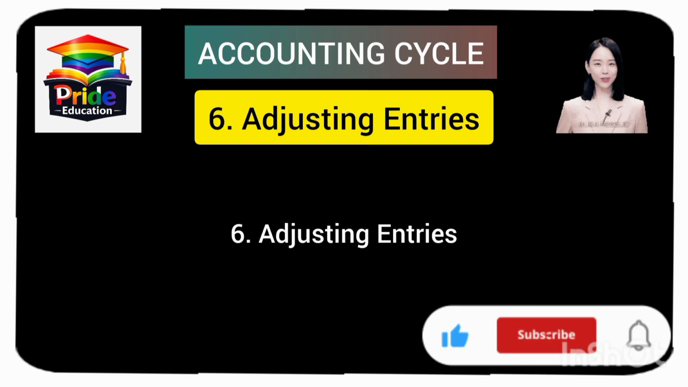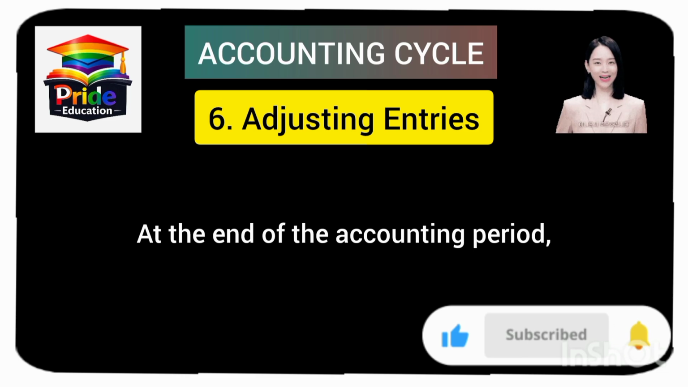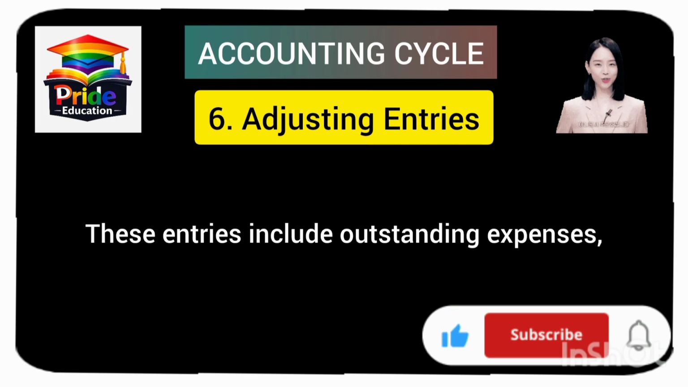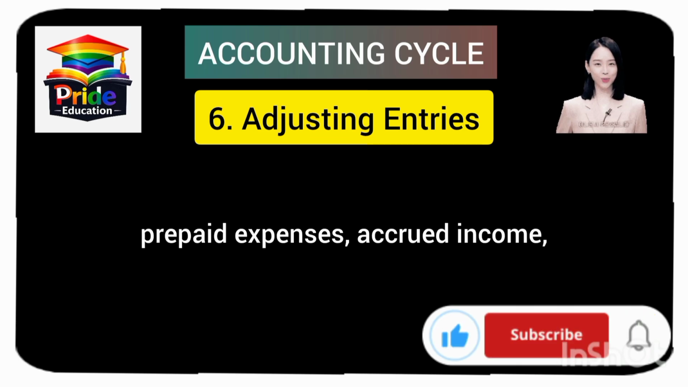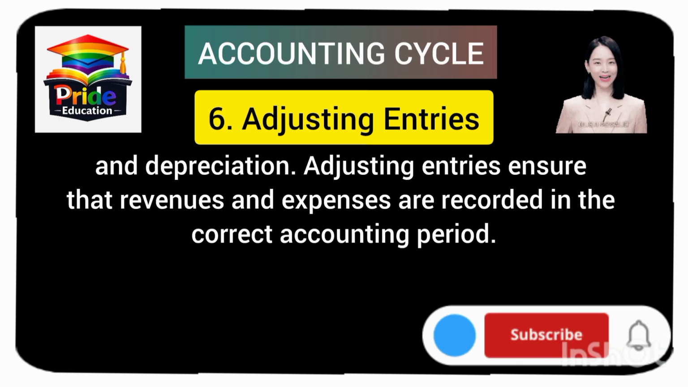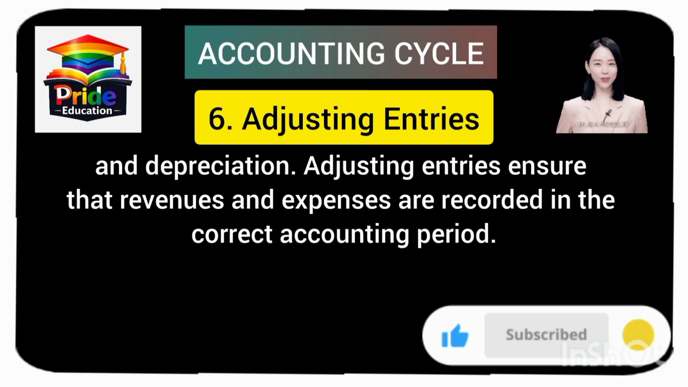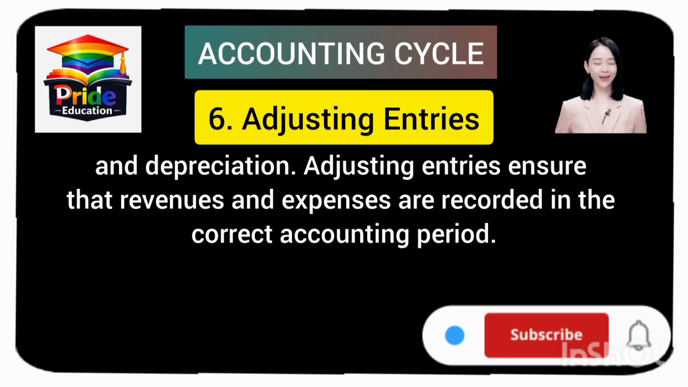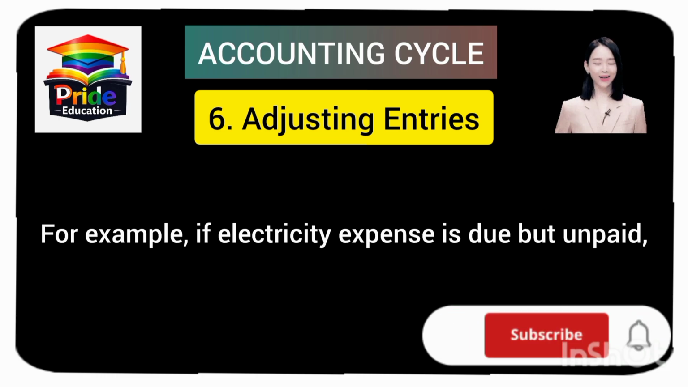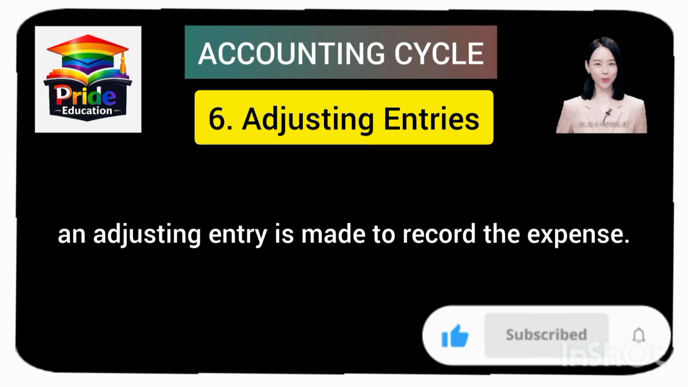6. Adjusting entries. At the end of the accounting period, adjusting entries are made to update accounts according to the accrual concept of accounting. These entries include outstanding expenses, prepaid expenses, accrued income, and depreciation. Adjusting entries ensure that revenues and expenses are recorded in the correct accounting period. For example, if electricity expense is due but unpaid, an adjusting entry is made to record the expense.